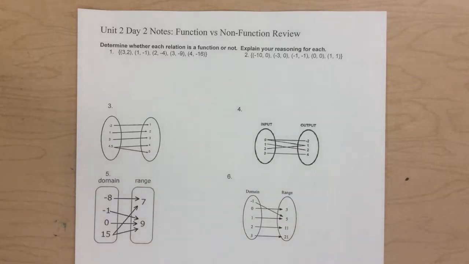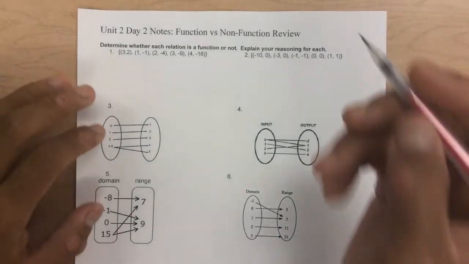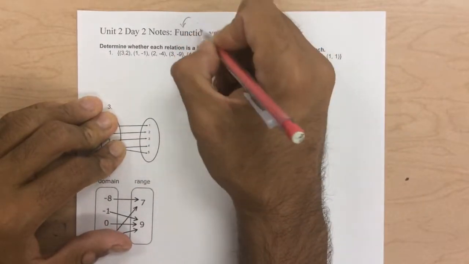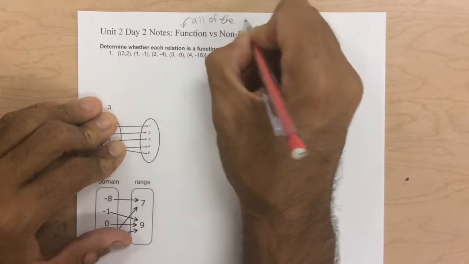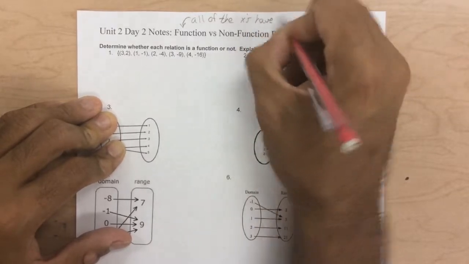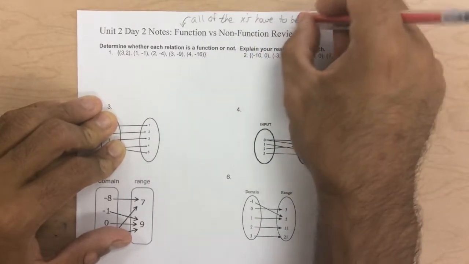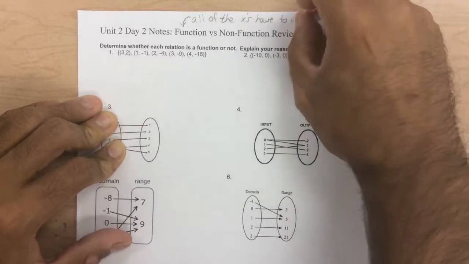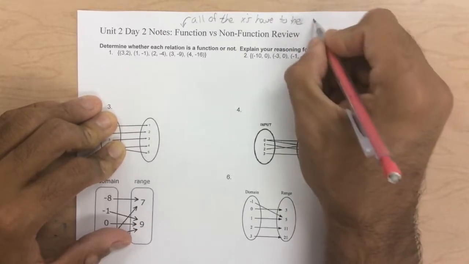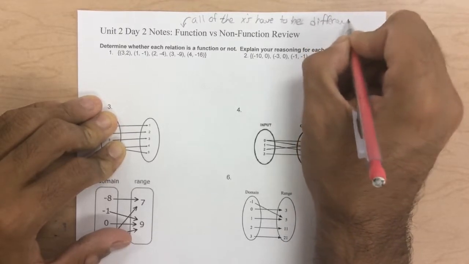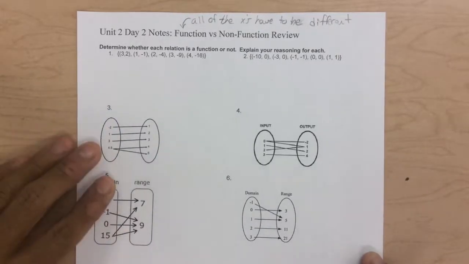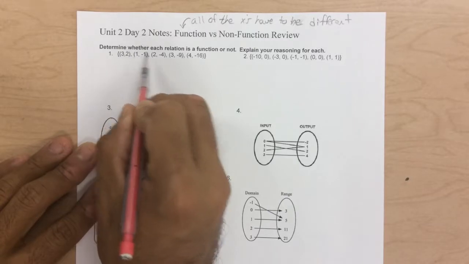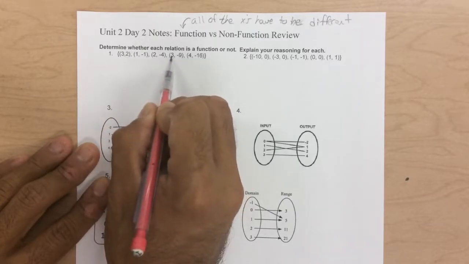As you can tell, there's a set of ordered pairs, and I need to determine whether it's a function or not. Well, of course, you should know that to determine if something's a function, all of the x's have to be different. So all of the x's have to be different. Okay? So now, if we're looking at number 1 and the x values, you can tell that they're not all different.